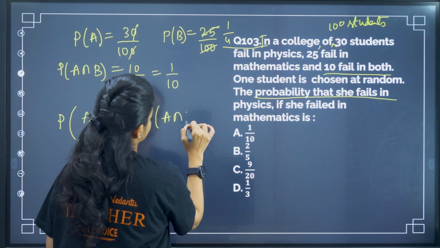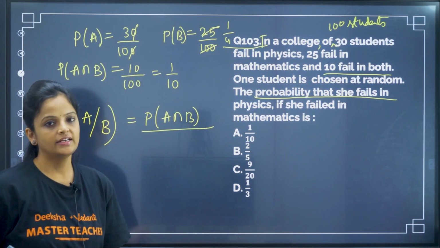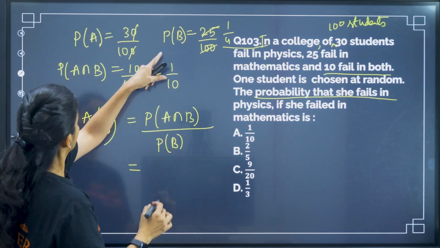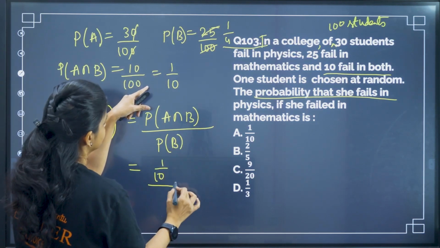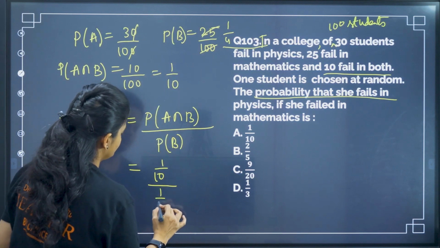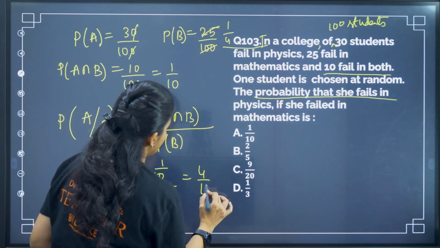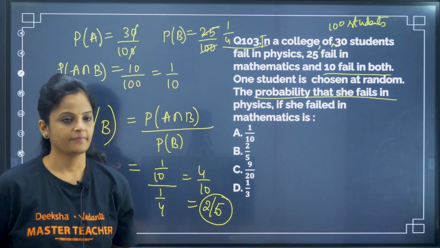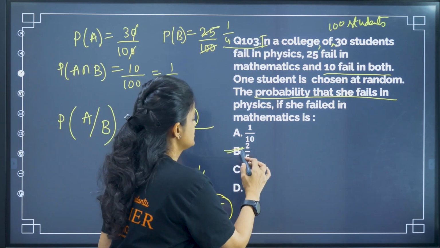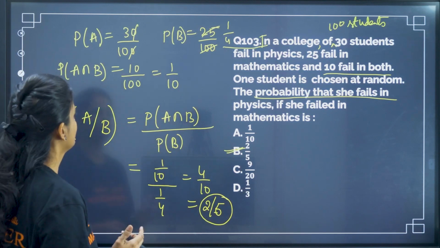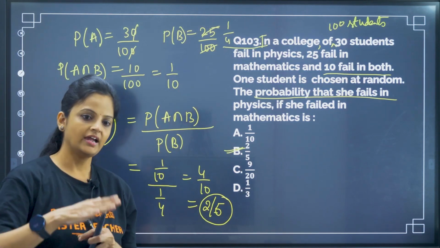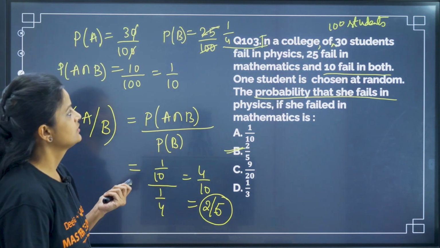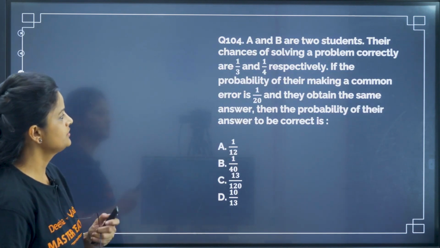According to the formula, P of A intersection B divided by P of B. 1 by 10 by 1 by 4. 4 by 10, 2 by 5 is the answer here. Okay. Check your answers, how much you have written, where did you go wrong, or if it is right, high five. Very good question. So let's move on to the next question.